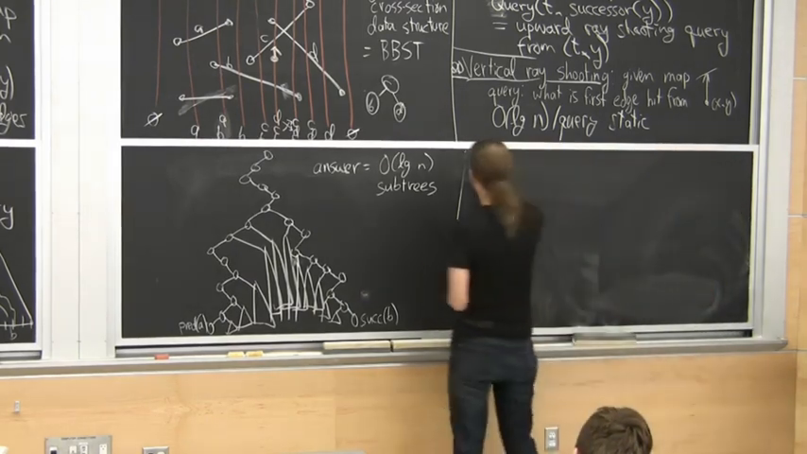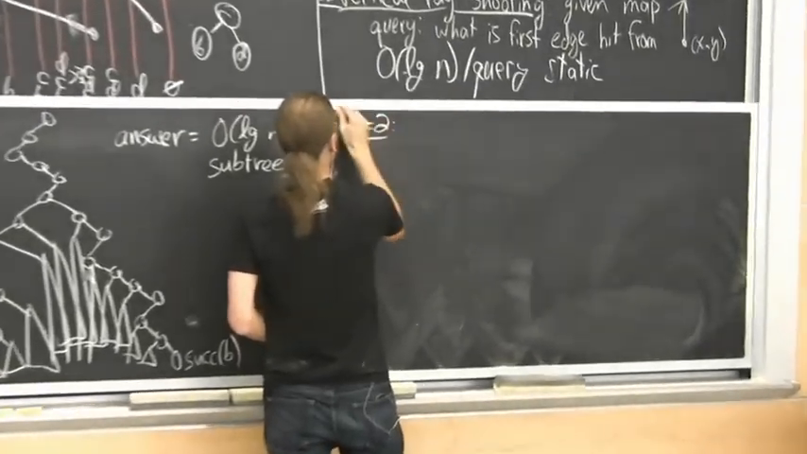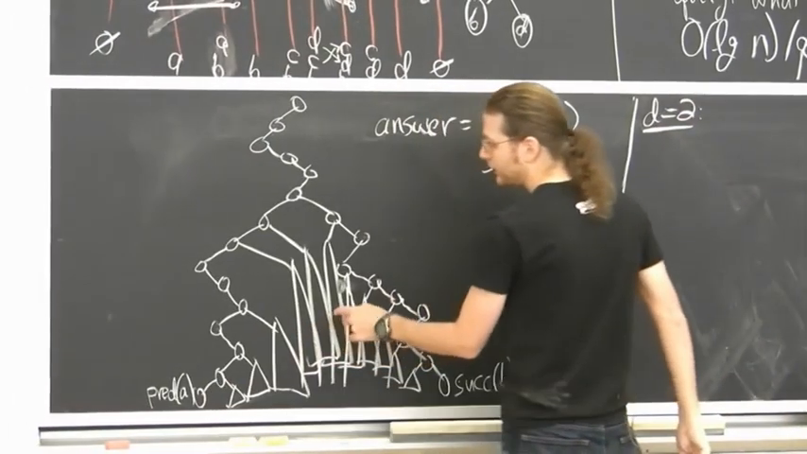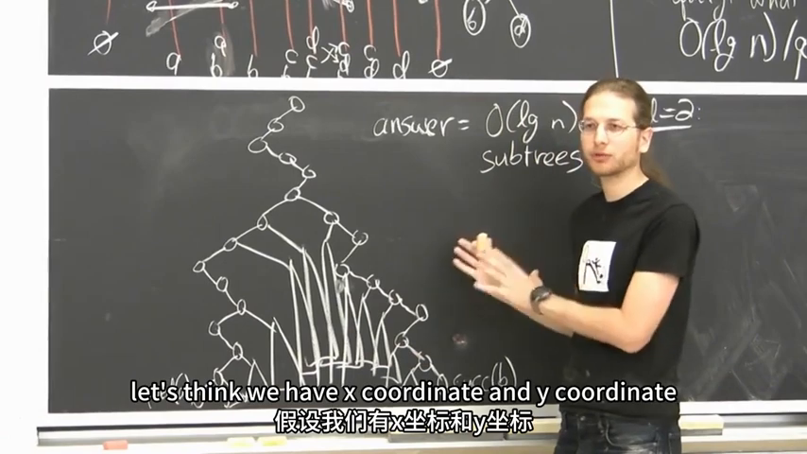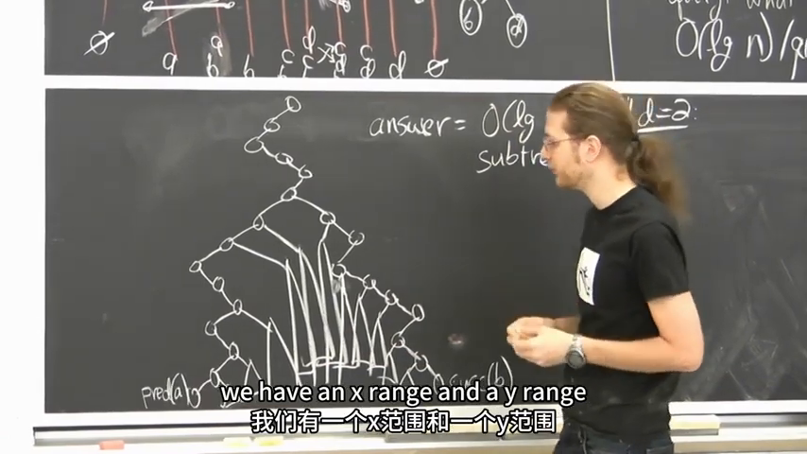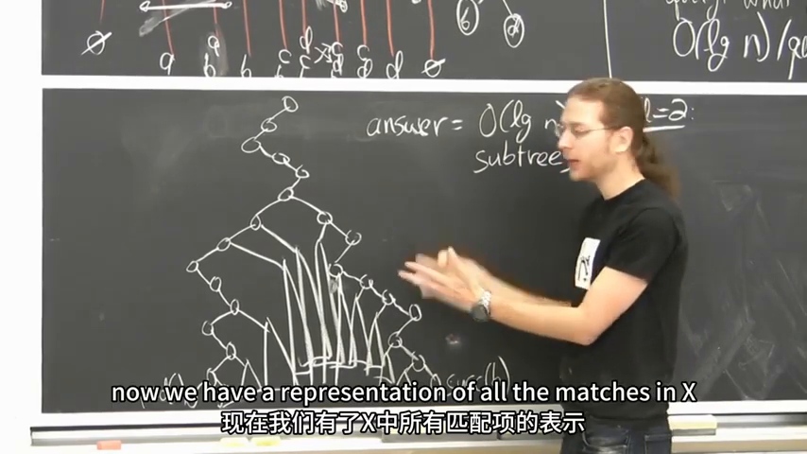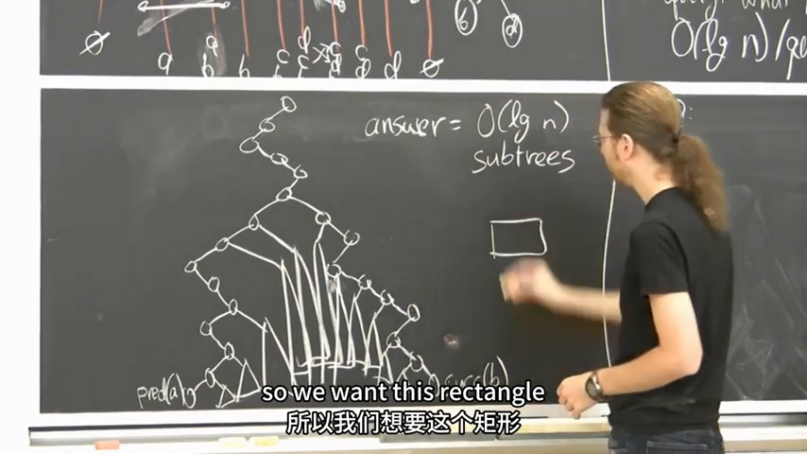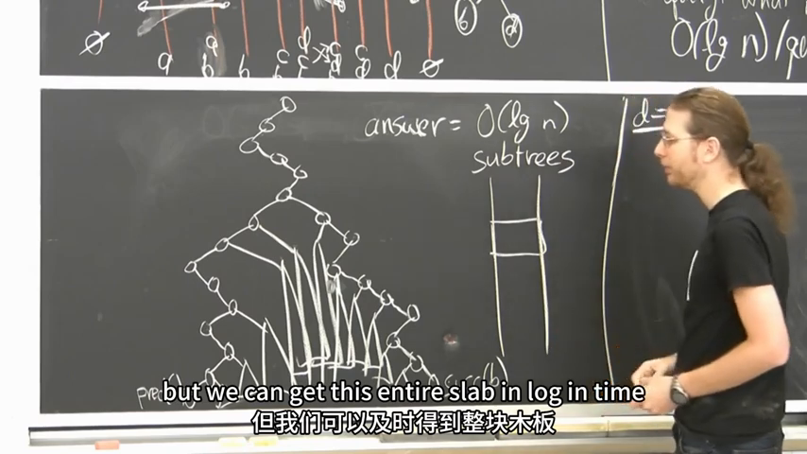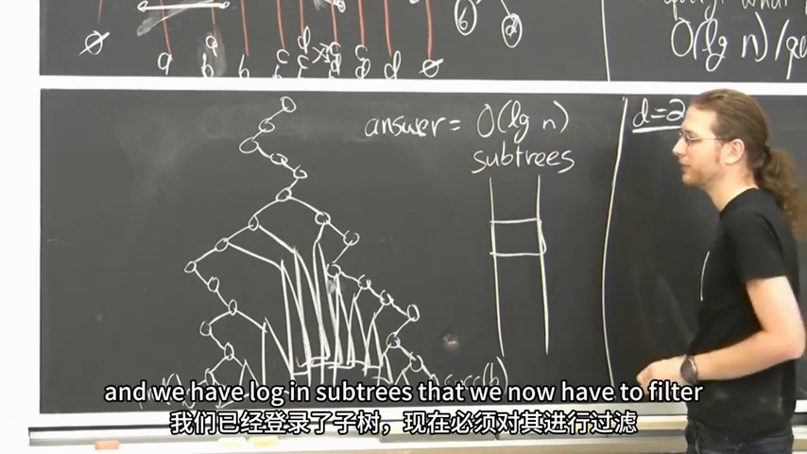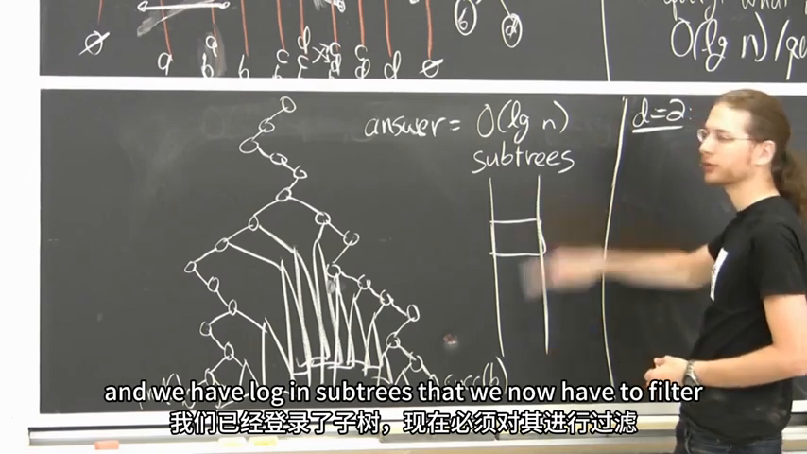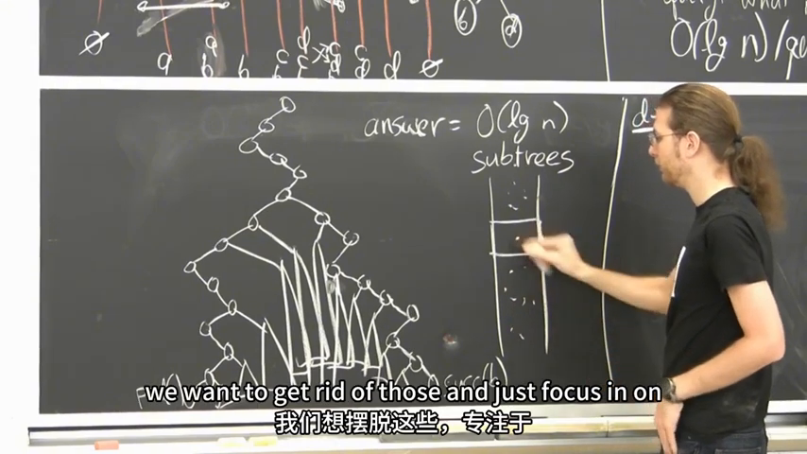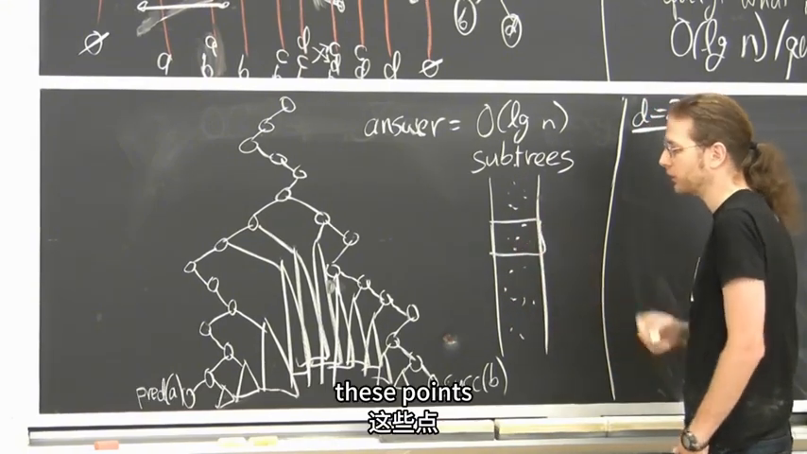2D range tree has a simple idea. We have the data in these subtrees. These are the matches. Let's think we have x coordinate and y coordinate. We have an x range and a y range. Let's do this for x. Now we have a representation of all the matches in x. So we want this rectangle. But we can get this entire slab in log n time, and we have log n subtrees that we now have to filter in terms of y. There's all these points out here that we don't care about. We want to get rid of those and just focus in on these points.